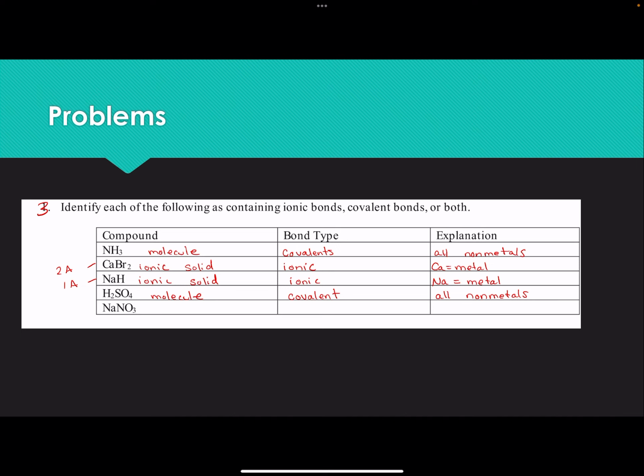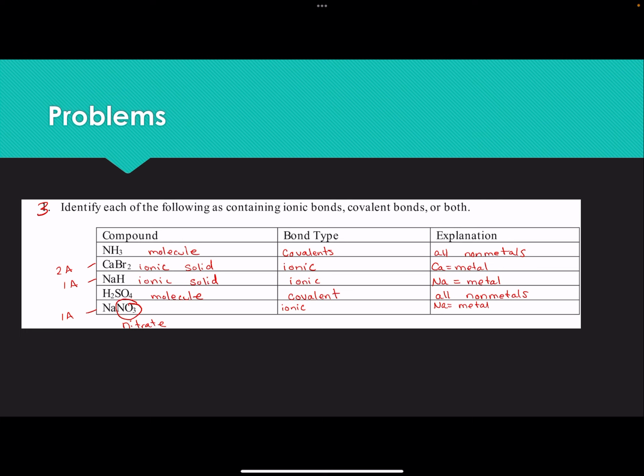And then finally, I've got sodium nitrate. We've got to be careful here because I've got more than two elements. The first thing I see is sodium, which is in group 1A. Since sodium's in group 1A, it's a metal. And so that sodium cation is being attracted to this nitrate anion. That bond between the sodium cation and the nitrate anion is an ionic bond.